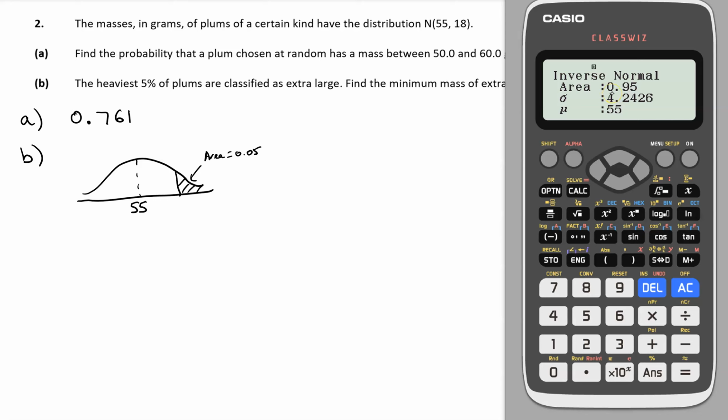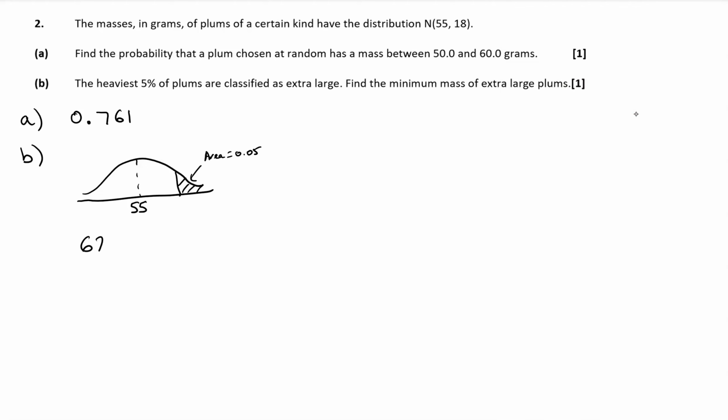So I put in area 0.95, I put in the standard deviation as the square root of 18, and keep my mean as 55. When I do this, I get 61.98. So to 3 significant figures, this will be 62.0 grams. Okay, and yet again, put that 0.0 so you've gone to 3 significant figures.